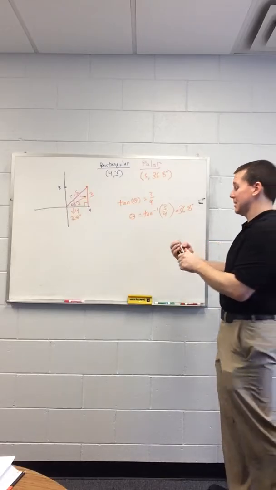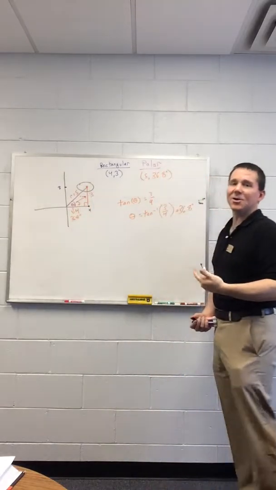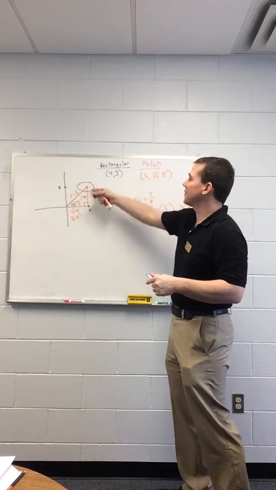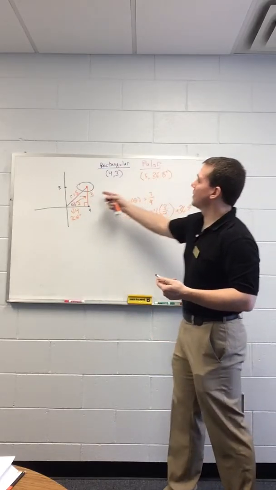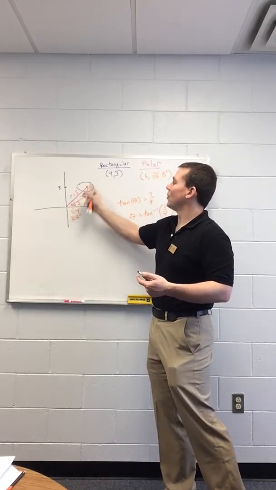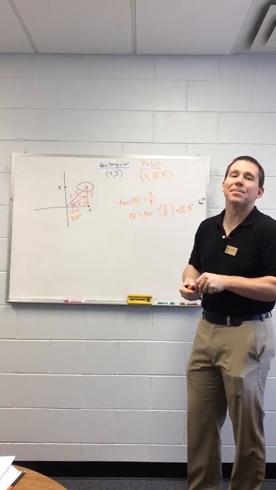And again, the point is, this point did not move. It did not change. We just labeled it in a different way. In rectangular coordinates, find x, find y. Find the horizontal, find the vertical. In polar coordinates, find the radius, the distance to the center, the distance to the origin, and find the angle from the horizontal. And you're done.